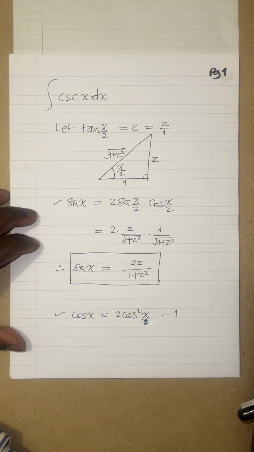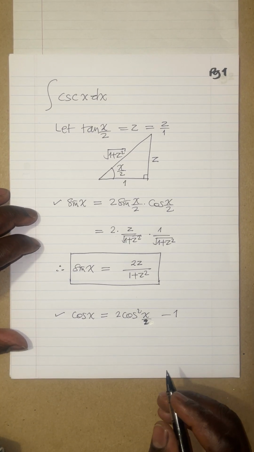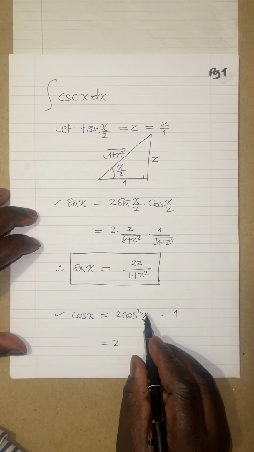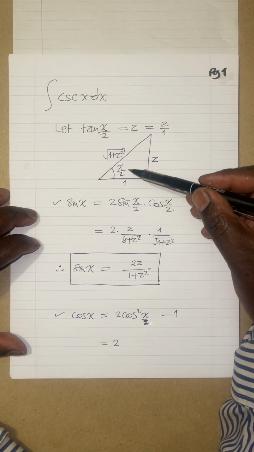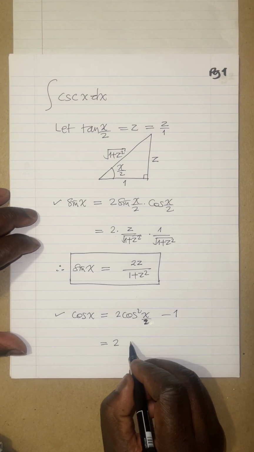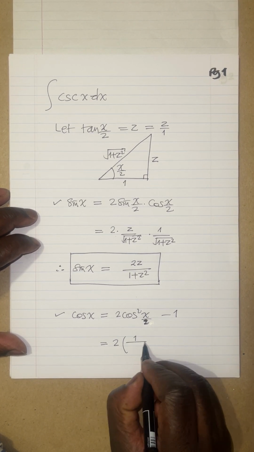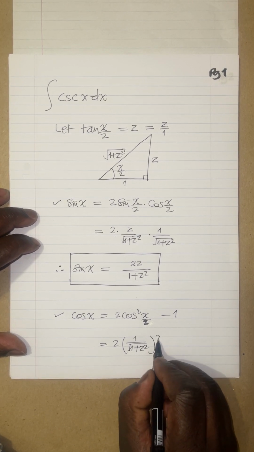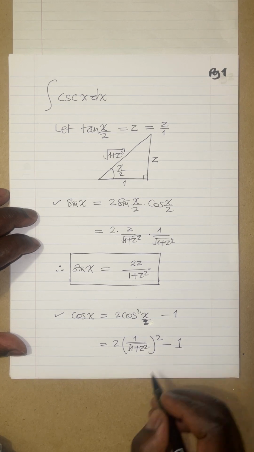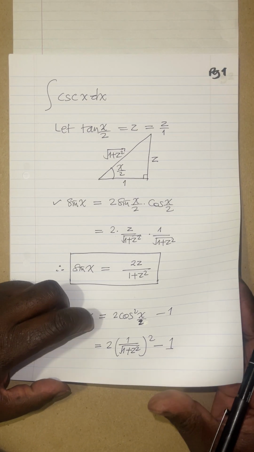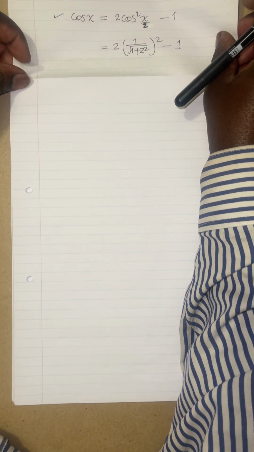Now, we perform substitution then. This is going to be 2. Remember cosine of x over 2 is going to be 1 over square root of 1 plus z squared. So this is going to be 1 over square root of 1 plus z squared. We have to square the whole of this expression and then subtract 1. Taking us to page 2, we want to just simplify that.